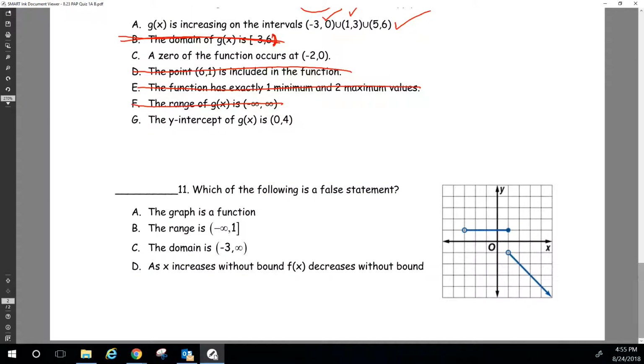Last problem, number 11, be careful. I think a lot of you didn't see the false part. Make sure you read the instructions very closely. You saw the graph as a function, you looked at it as a function, and you chose A.